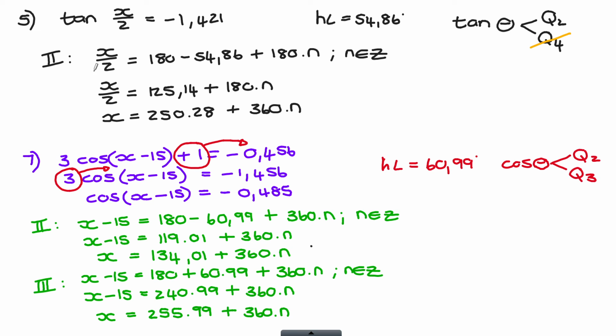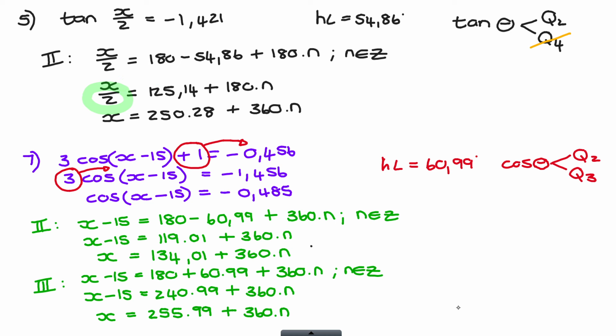So then x over 2 is equal to 180 minus the help angle plus, onthou, 180 n, nee? Okay, so as ek gou hierdie stukkie gaan vereenvoudig, you would see I get 125,14. Now, the main goal is to have x is equal to something. So I want to get rid of that 2 at the bottom. And that's actually x divided by 2. So if I take it over, it's going to become times 2.